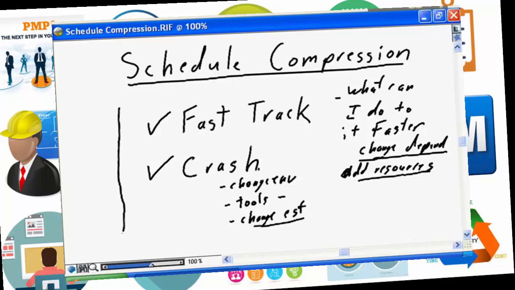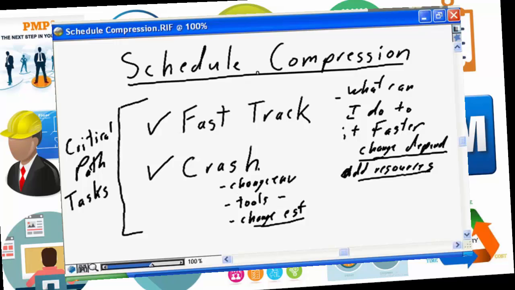The key to looking at schedule compression, the key to looking at fast tracking and crashing, is it needs to focus on critical path tasks. If you fast track a task that is not on the critical path, if you change the dependencies and allow a non-critical path task to start earlier or to overlap, it will have zero impact on the new finish date because it's not on the critical path. If you crash tasks, if you change the environment for tasks that are not on the critical path, again, it's going to have zero impact on the finish date.